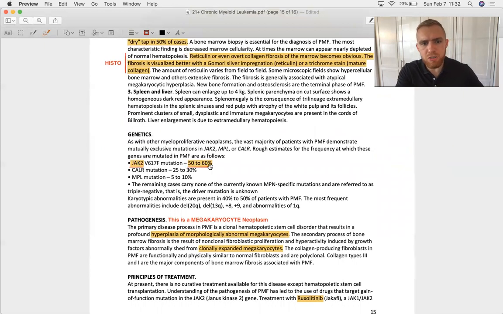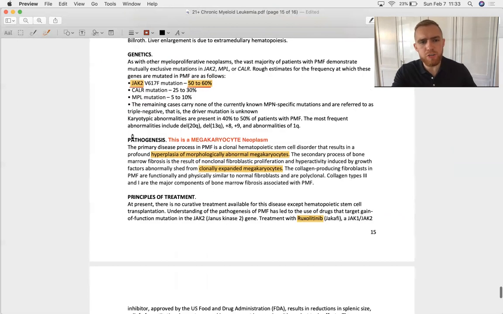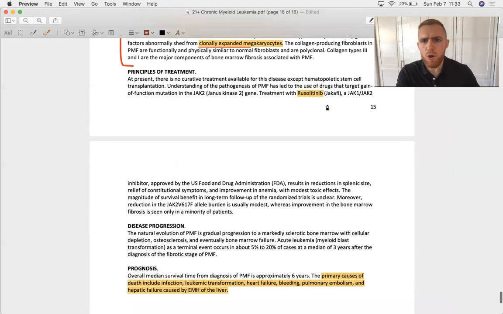The driver mutation is the same thing as 3 of our other 4 myeloproliferatives. It's that JAK2 mutation. Understand. This is a megakaryocyte neoplasm. You see hyperplasia of morphologically abnormal megakaryocytes, and it's a clonal expansion of them. So we do have a kinase inhibitor against JAK2 kinase called ruxolitinib.